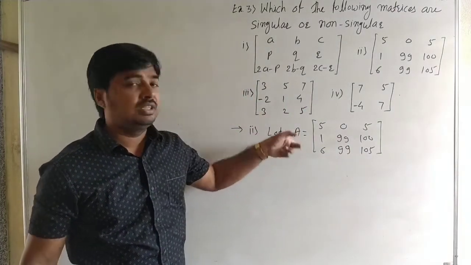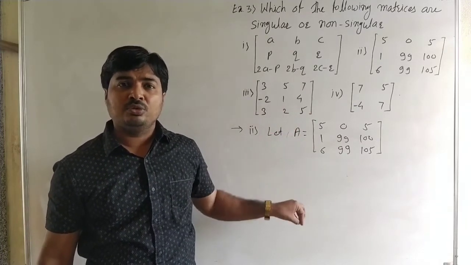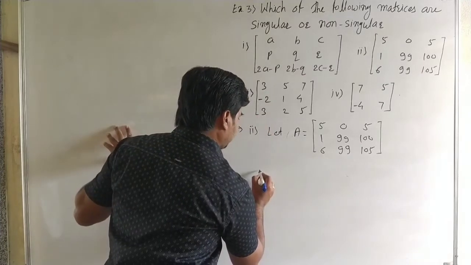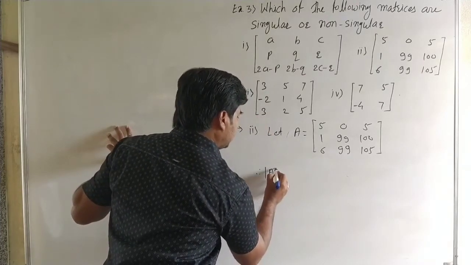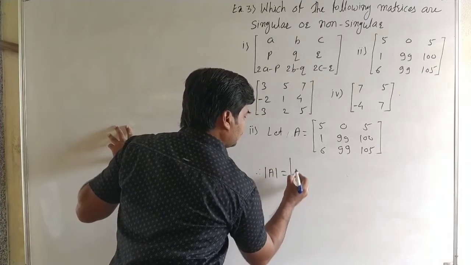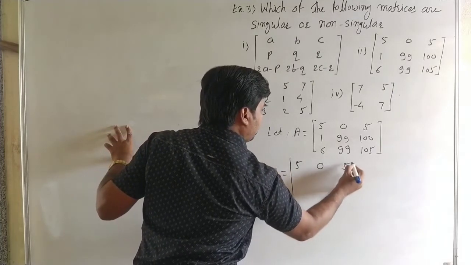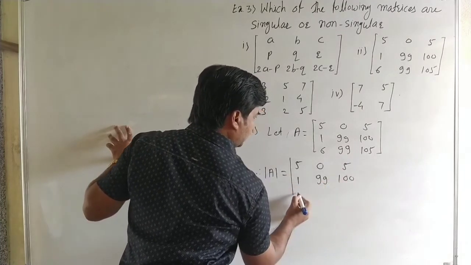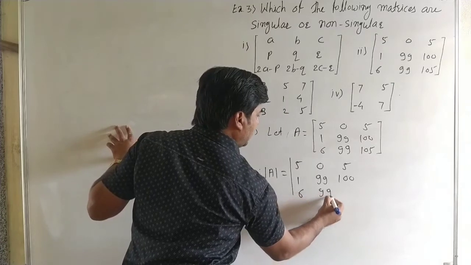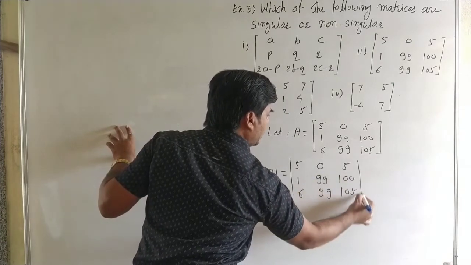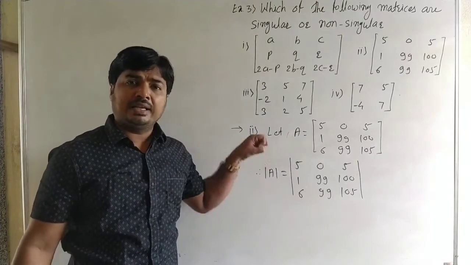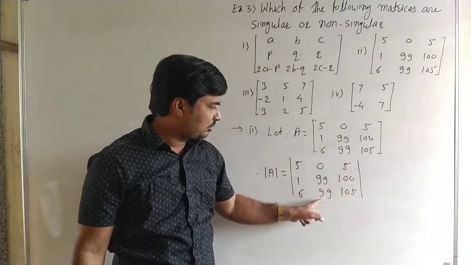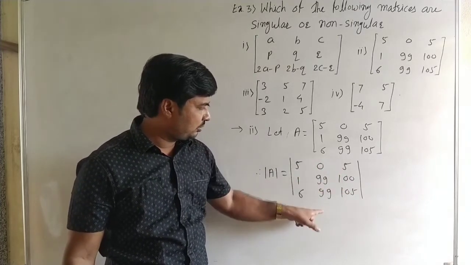If it is singular, then the determinant of the matrix is 0, and if it is non-singular, then the determinant of this matrix is non-zero. Okay, first we find the determinant of this matrix. Therefore, determinant of matrix A can be written with rows 5, 0, 5; 1, 99, 100; 6, 99, 105. Here we can find that directly by expanding this determinant, 5 into the multiplication of these two terms, 0 into multiplication, and again 5 into multiplication of these two terms.